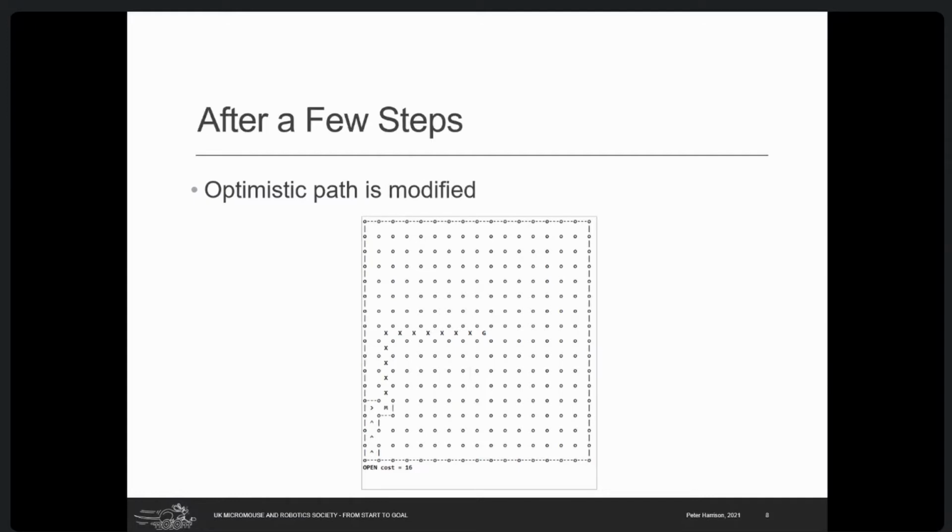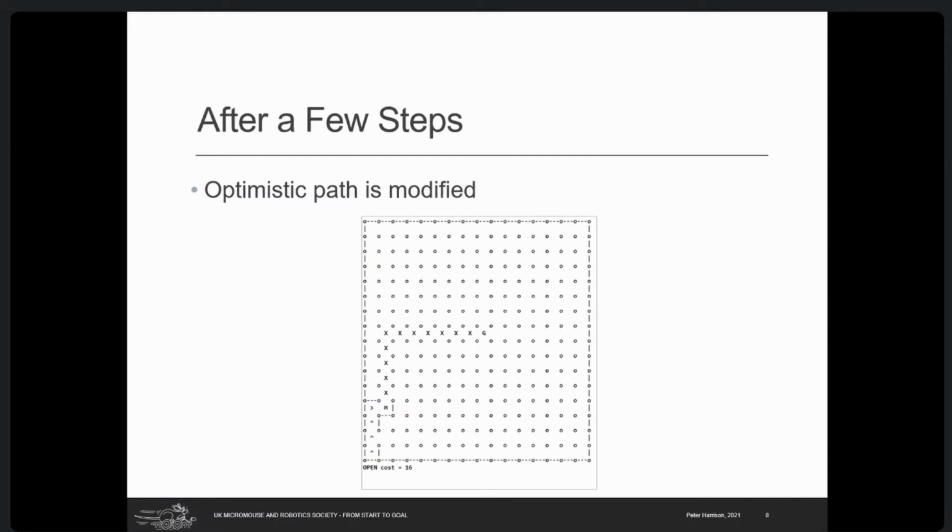So off we set. And after making a few moves, the mouse has discovered some walls. It's recalculated a new path to the goal. And this path is still optimistic. You can see that from the start to the current mouse position, there's some little arrows which indicate the direction that you would take in each cell. But still, the X's say, this is my best guess of how to get to the goal, but I know that those cells are not safe.